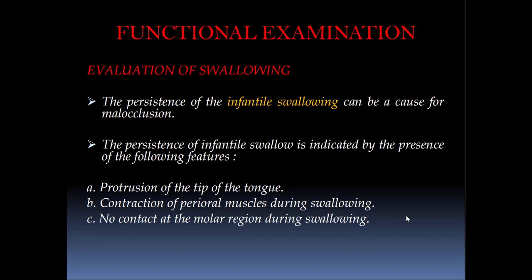And persistence of infantile swallow is seen by protrusion of tip of the tongue, contraction of perioral muscles during swallowing, no contact at the molar region during swallowing. These are the features that are observed if the infantile swallow is retained.